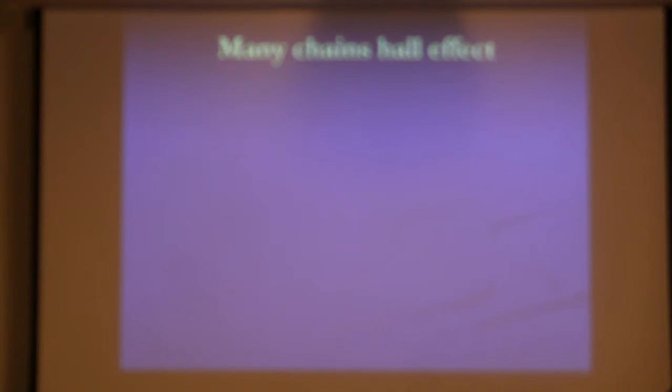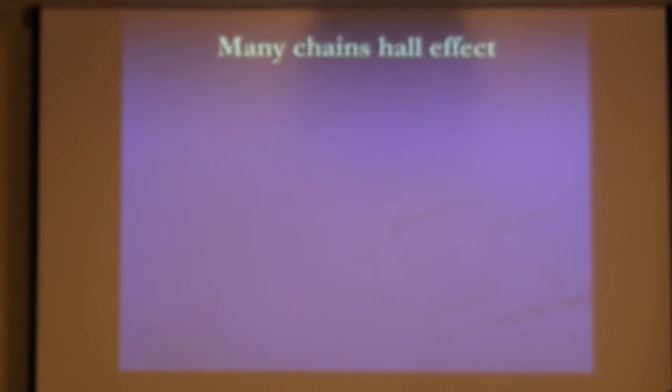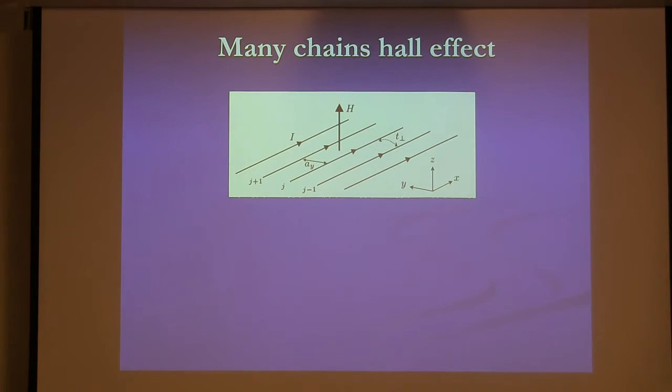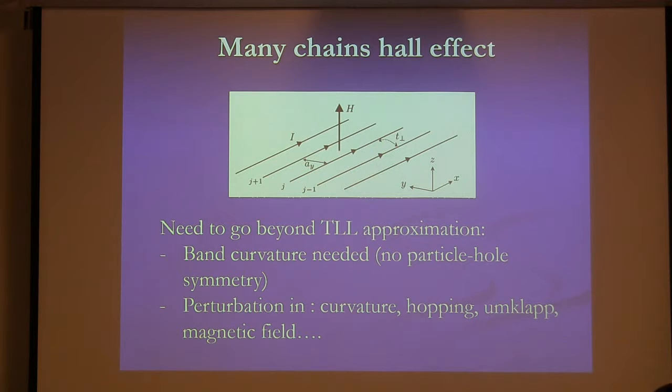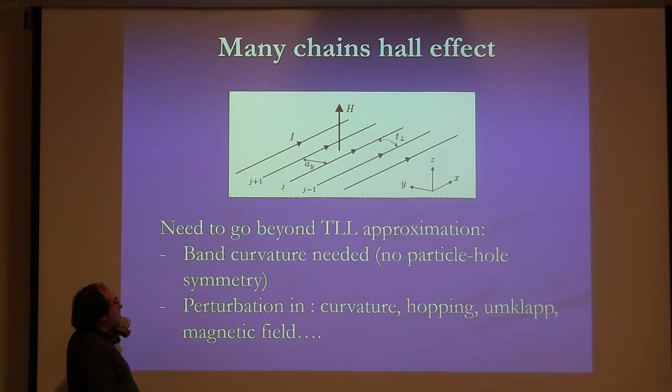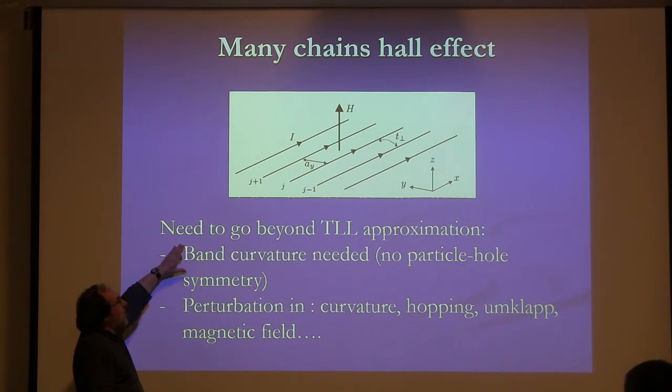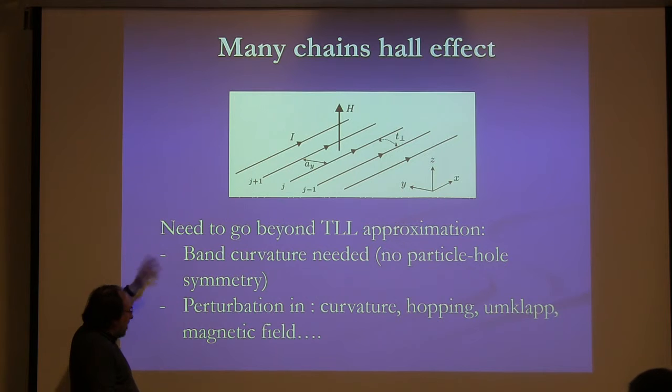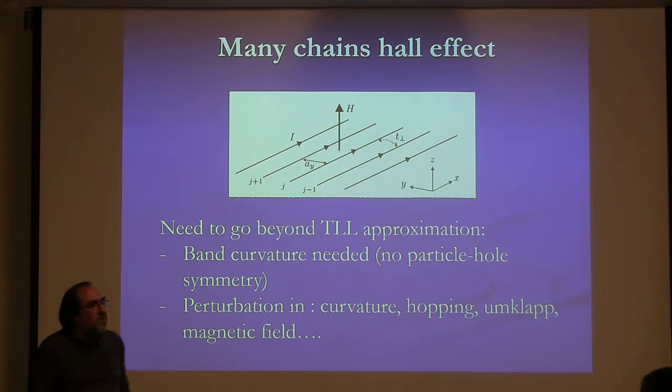Of course, if we try to do it for 2 chains and we cannot solve it, it's even more difficult if I put many chains. We actually tried before to do many chains. It's super complicated because you need to go beyond the Tomonaga-Luttinger liquid approximation. You need to take into account band curvature. Okay, never mind. It's quite complicated.